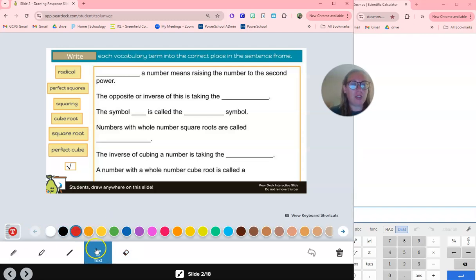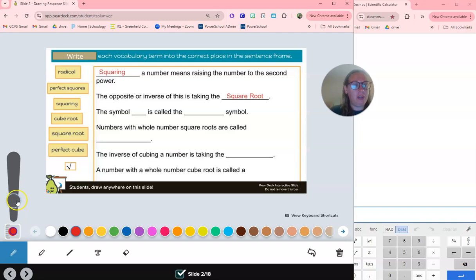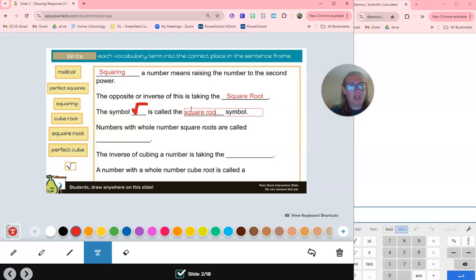So I'm going to use my little text tool option in the pear deck. You can use that as well. So it says, blank a number means raising the number to the second power. So when we're raising something to the second power, we are squaring a number, okay? And the opposite or inverse is taking the square root. Beautiful. We see this symbol. We see it on our calculator. And that is the symbol that is used for the square root symbol.